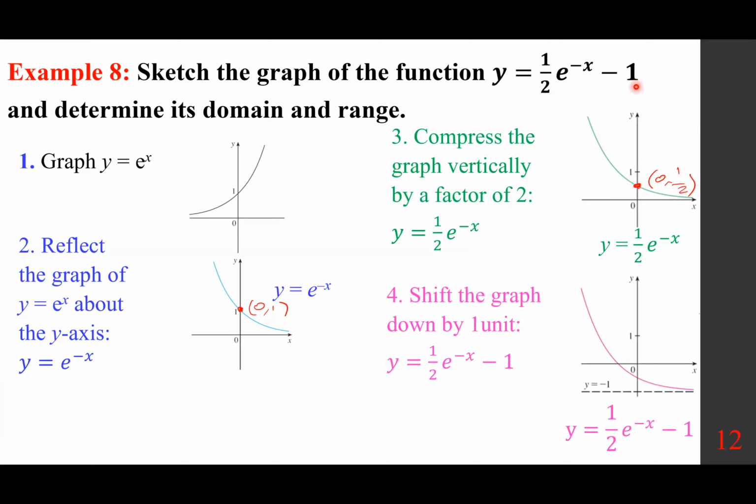It looks like this. And now, remember, the horizontal asymptote was the x-axis, which was y equals 0. Let me just write that. So the horizontal asymptote was y equals 0 in all cases. And now it has shifted down by 1. So the horizontal asymptote has the equation y equals negative 1. And this point has gone down by one, and so this one is now negative one half.